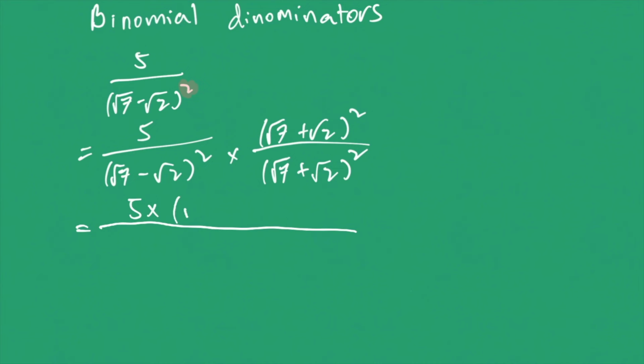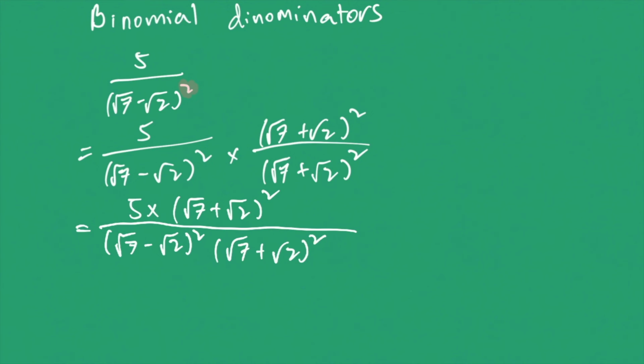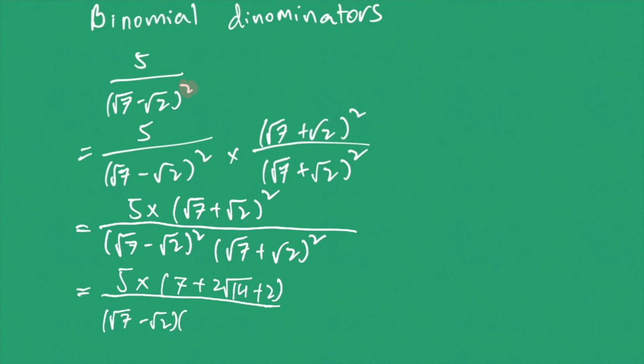which equals 5 times square root 7 plus square root 2 squared over square root 7 minus square root 2 squared times square root 7 plus square root 2 squared. For the top bit, we can simplify the part in the bracket. We eventually get 7 plus 2 square root 14 plus 2. And for the bottom bit, we can rewrite it as square root 7 minus square root 2 times square root 7 plus square root 2, the whole thing squared.